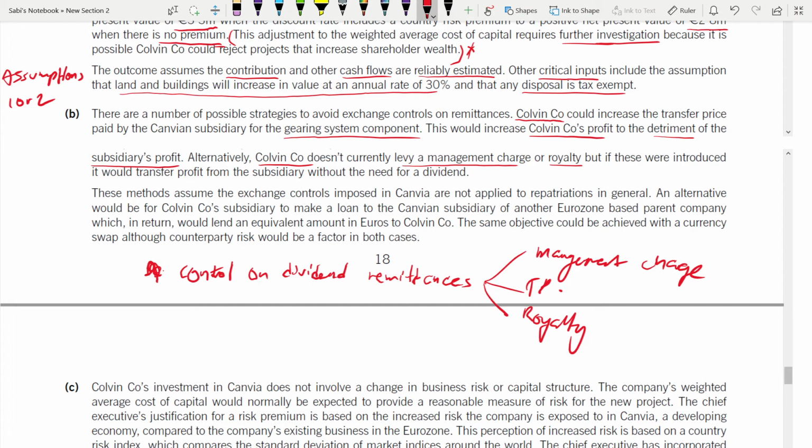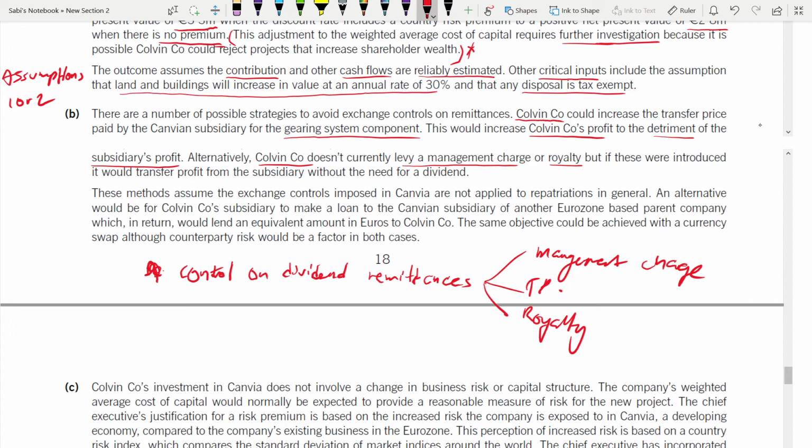Okay, so without the need for the dividend, if you increase a royalty, if a parent company says to a subsidiary, you have to give me a royalty, you have to give me some management charges, then even without taking the cash flow as a remittance dividend, you can still get the profit from the subsidiary. The parent company can get the profit from the subsidiary through royalty, through management charge, through an increase in transfer price.